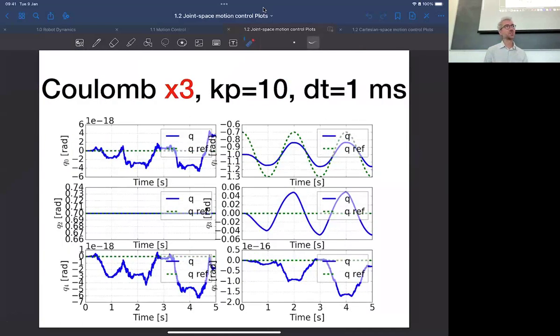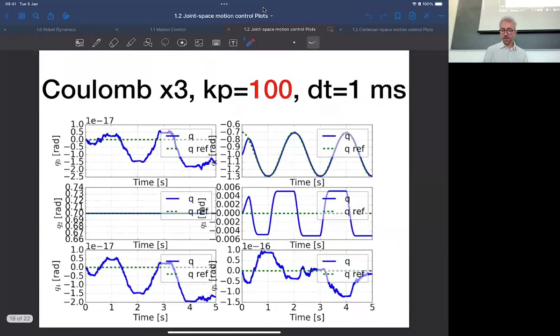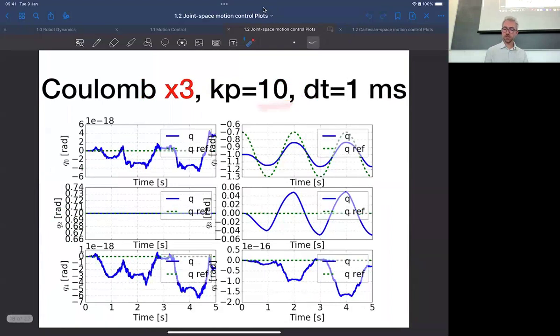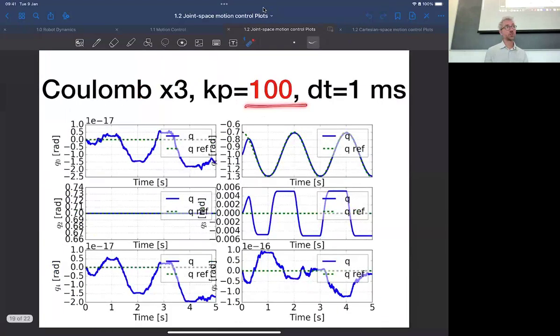How do we compensate for the error? Well, we don't. We just increase the Coulomb friction to see that if you increase the Coulomb friction, the error gets worse. No surprise. But we can compensate for the error by increasing the gain. So I went from a gain of 10 to a gain of 100. And now the tracking is back to being pretty good, even if I have a quite strong Coulomb friction.